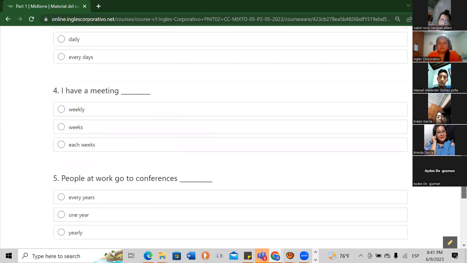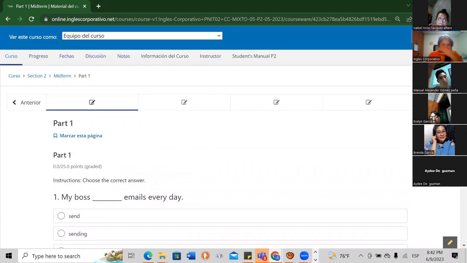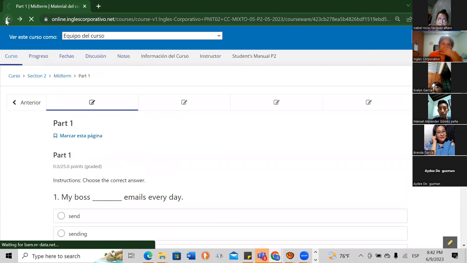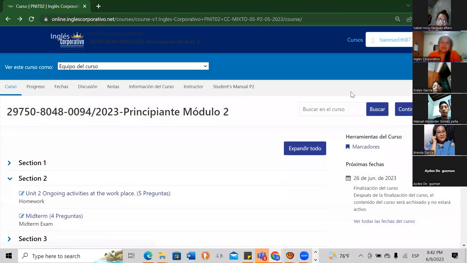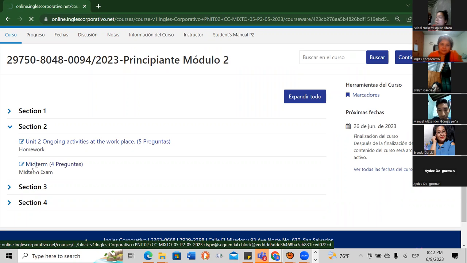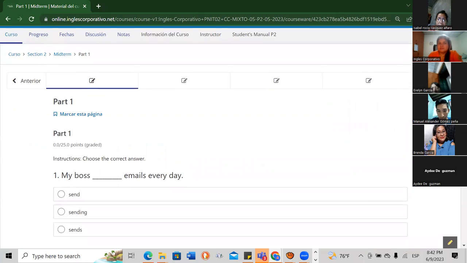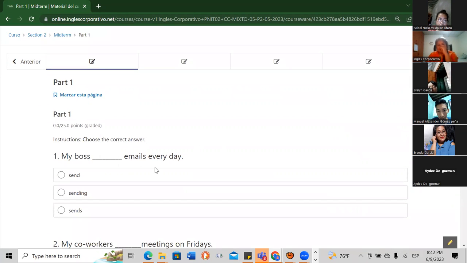Teacher, ingresamos a la plataforma. Yes, please. Y váyanse a la parte del midterm exam. Por ejemplo, están aquí, ¿verdad? Le dan clic aquí donde dice midterm exam. Sección 2, donde dice midterm exam. Clic. Y tenemos 4 partes acá. Okay, tenemos hasta las 9 en punto para terminarlo, ¿ok?